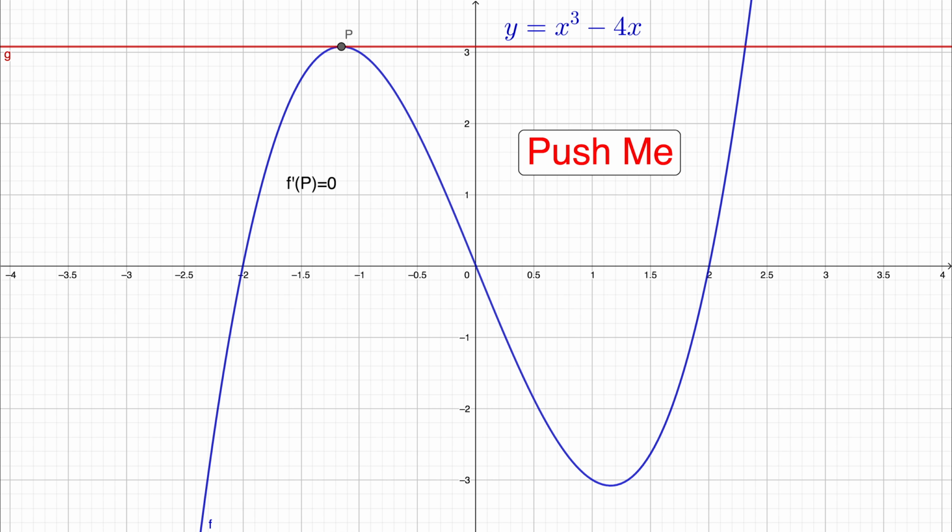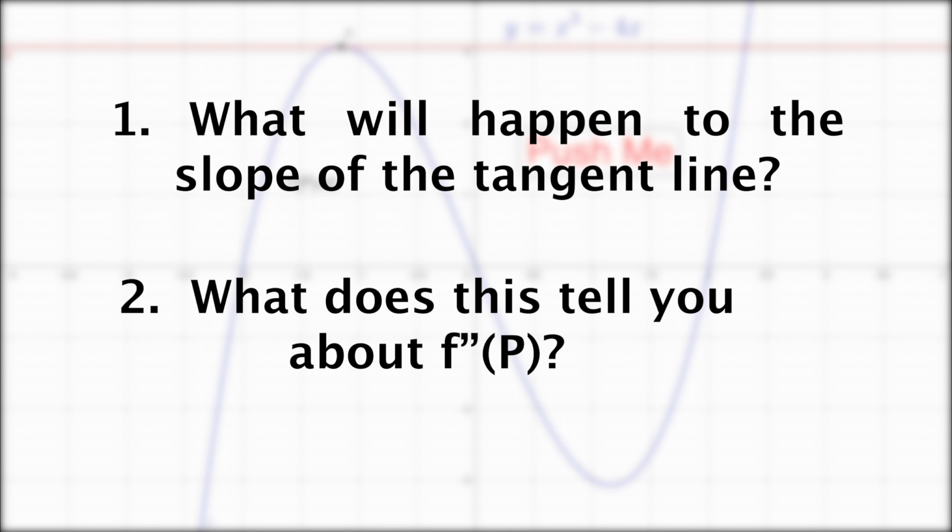Okay, so we're going to see another animation. This time I'm going to move the point P from the critical point down to the origin. Again, I want you to take a second and ask yourself, what's going to happen to the slope of the tangent line as you head towards the origin? Also, what does that mean about the second derivative?